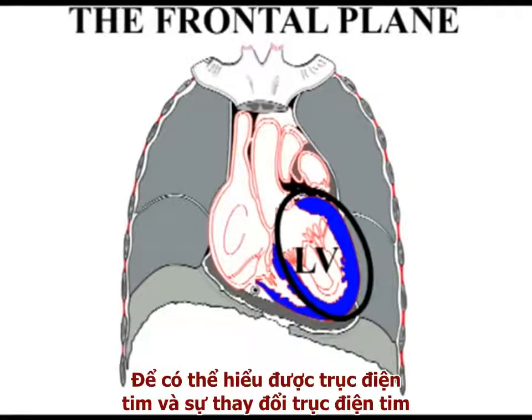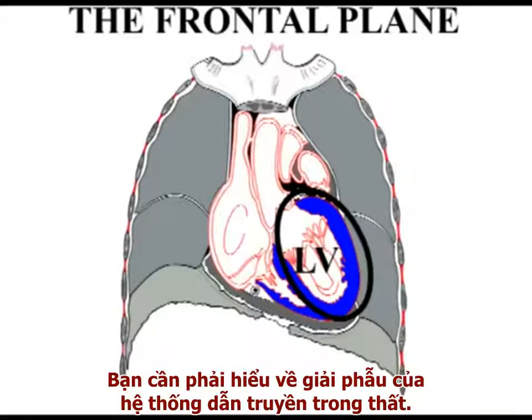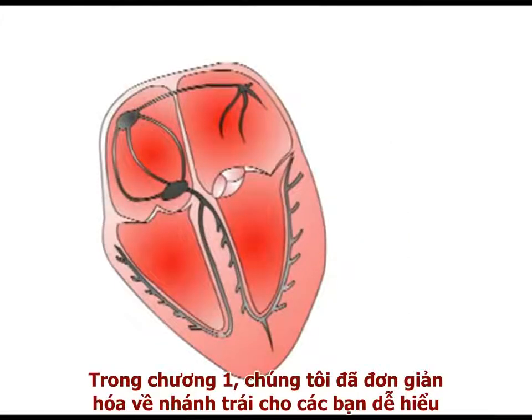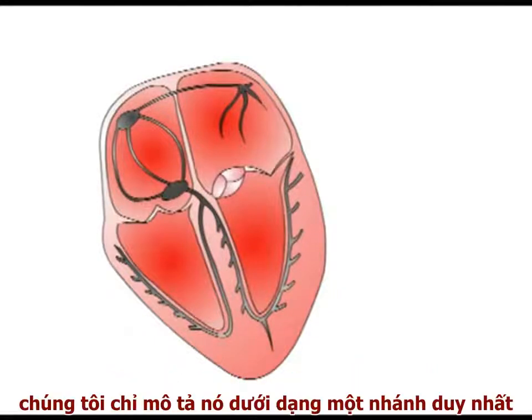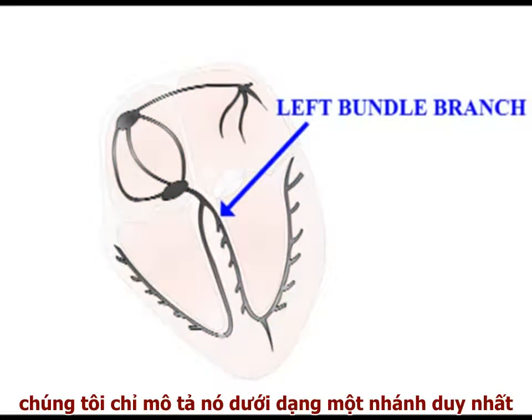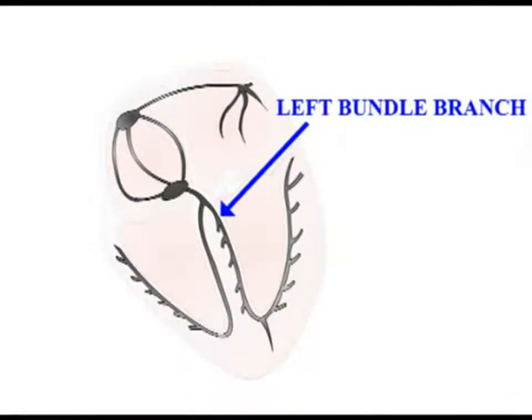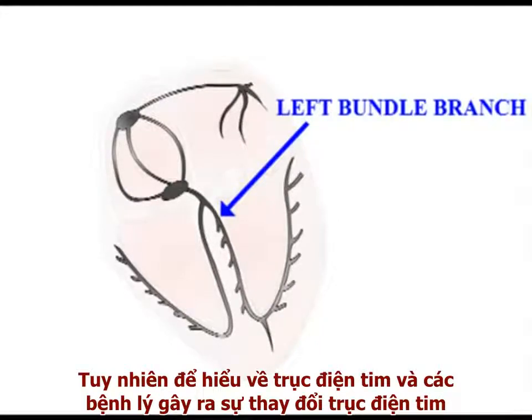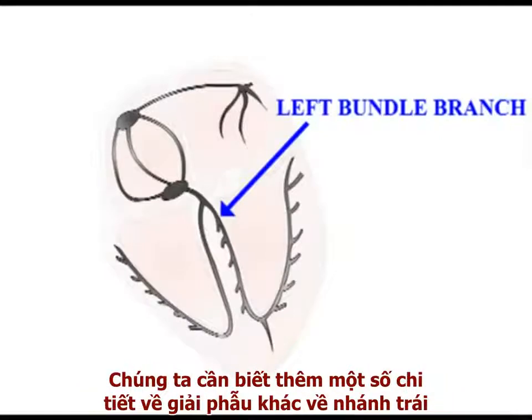To understand the cardiac axis and axis deviation, you need to be familiar with the anatomy of the intraventricular conducting system. We simplified our description of ventricular conduction in section 1 to aid comprehension. We considered the left bundle branch of the conducting system as a single anatomical entity. The analysis remains valid, but to understand the cardiac axis and axis deviation in disease, we need a little more anatomical detail.